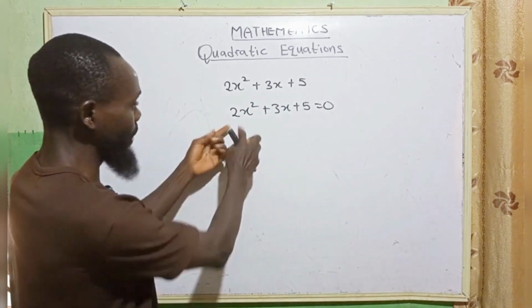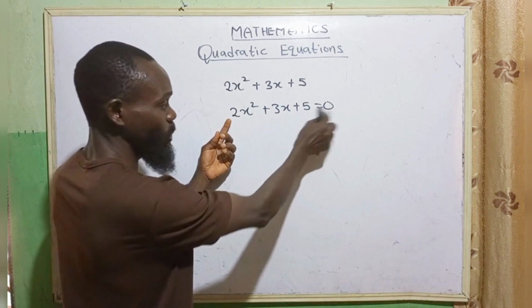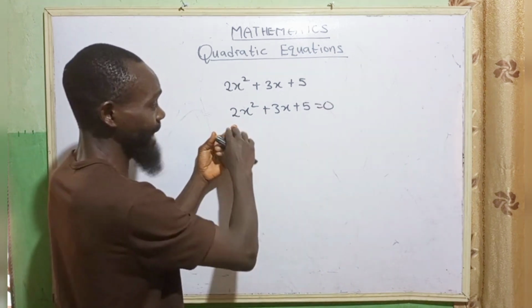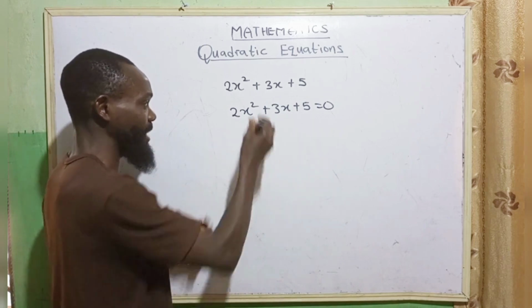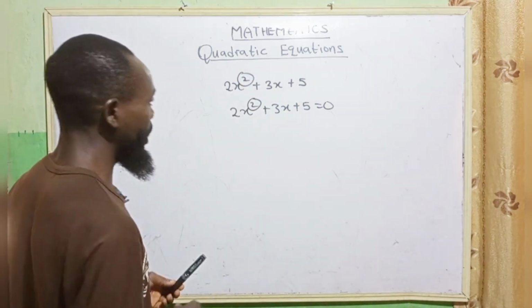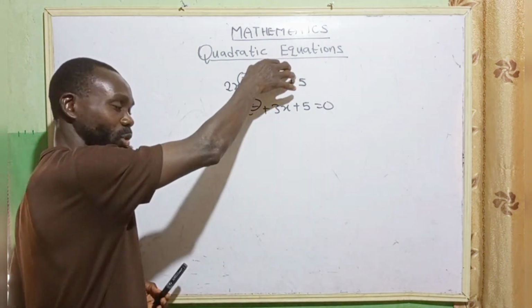So this is an equation because it has equals to 0, or equals to a particular number. We say it's an equation. It's quadratic because it has a power of 2. So quadratic equation is what we want to discuss today.